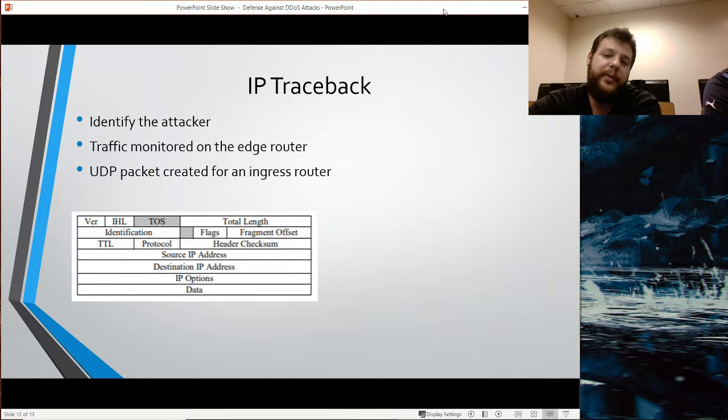Next, we have the IP traceback, and this is more of a countermeasure than a defense. Its main purpose is to identify the attacker and add the source address to the blacklist. The traffic monitor is on the edge routers. If the packet is considered harmful, the UDP packet is created and assigned to the ingress router. Here we have an image of how the UDP packet looks, and the little empty and shaded block represents the flag value, which is later on marked as 1 or 0. We'll go over that in a second.